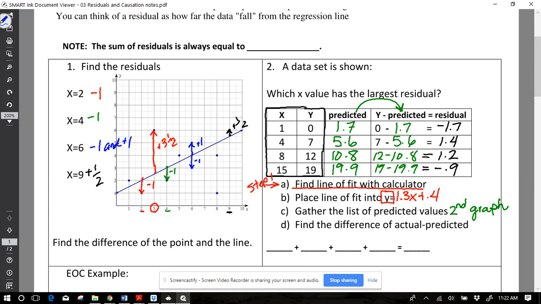Remember, the plus sign just means that it is above the line of best fit, and the minus means that it is below the line of best fit. Okay? And so the largest number, if I'm ignoring negative signs, is 1.7. And they wanted to know which x value. So the x value here is 1. Okay? So x equals 1 has the largest residual value.